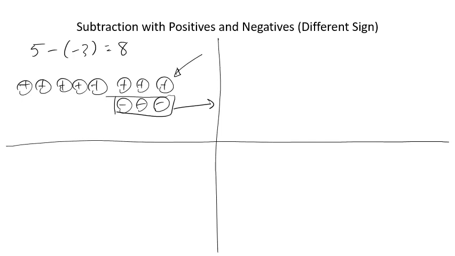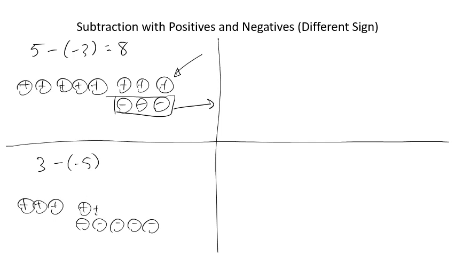So yeah, here's your 3 minus negative 5. Same thing, 3 positives. I need to remove 5 negatives. But in order to put those 5 negatives in, I have to put in 5 positives to keep it balanced. Let's check to make sure this is still positive 3. Yeah, because all of this is a 0, so it adds no value. So this is my positive 3.